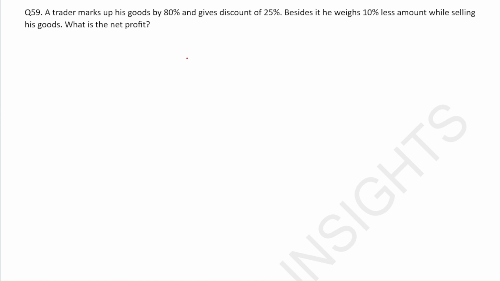Next question. A trader marks up his goods by 80% and then gives a discount of 25%. Besides it, he uses a weight 10% less while selling his goods. What is the net profit? The trader marks up his goods by 80%. That means if the CP is 100, he marks up by 80% and it will be 180, right? And then he gives a discount of 25%. So if the CP is 100, 25% discount will be 75, right?